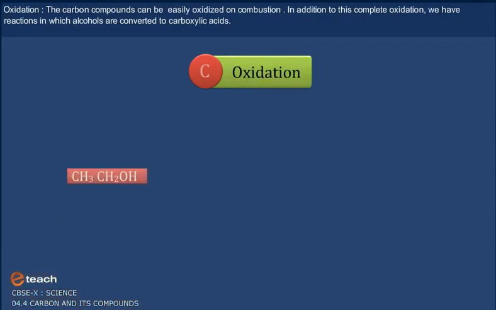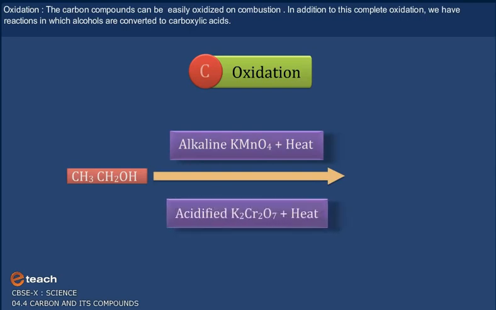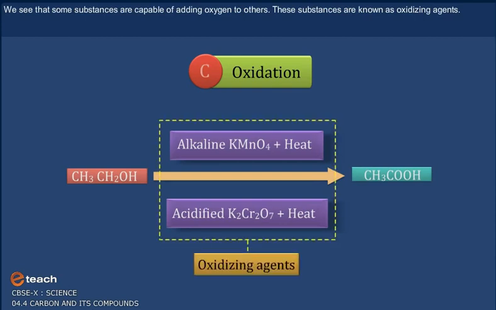Oxidation. The carbon compounds can be easily oxidized on combustion. In addition to this complete oxidation, we have reactions in which alcohols are converted to carboxylic acids. We see that some substances are capable of adding oxygen to others. These substances are known as oxidizing agents.